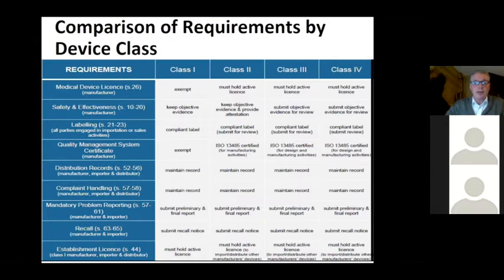However, you do have to have a system by which you maintain distribution records of the products that you sell, ensure that you have a complaint handling system, and that you have a system that will allow mandatory problem reporting. In other words, reporting to the health authorities in the event that you receive a report about your product causing harm or potential harm to a patient or caregiver. You must also have a process for conducting recalls, should that be necessary, and you must have a medical device establishment license. I'm going to talk about those in more detail in just a moment.